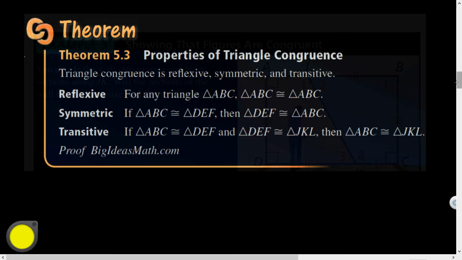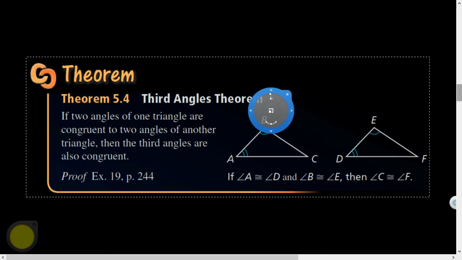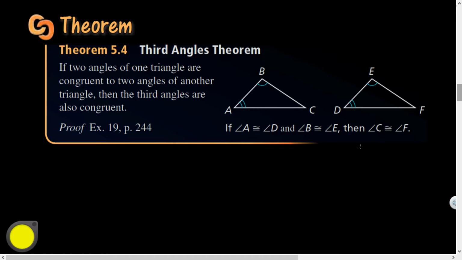So let's look at one more. All right, the third angles theorem. Guys, take a look, gather with me. Mentally focus at the screen. Verbally silence our mouths unless one of us is adding an appropriate comment or question. Here we go. Third angles theorem: if two angles of one triangle are congruent to two angles of another triangle, the third angles are also congruent. Do you guys believe that?